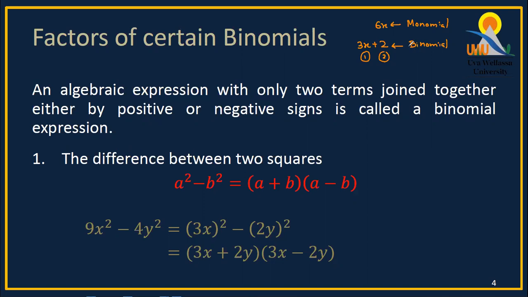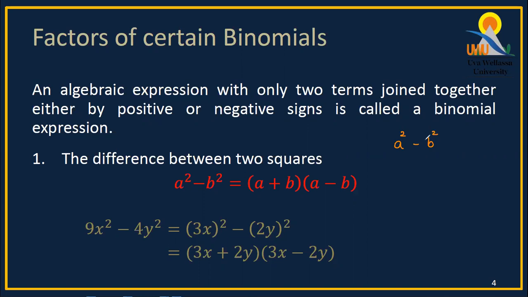Now we will see how to factor out several types of binomials that we are having. The first type that we are considering here is difference between two squared terms. If you are considering the difference between two squared terms, here I will consider one squared term is a squared and the next squared term is b squared.